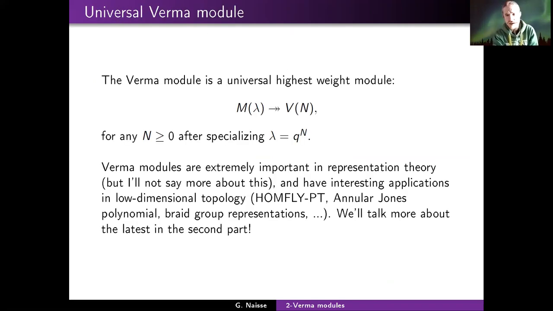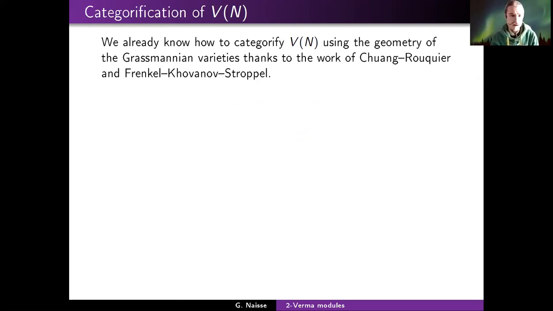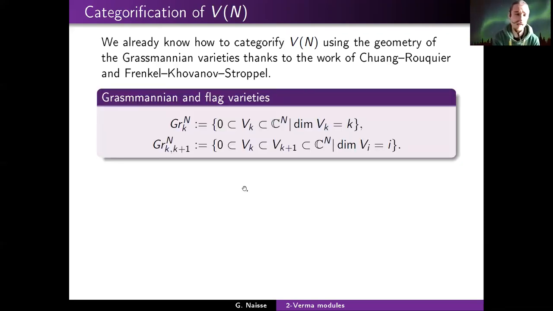Okay. And in order to categorify this Verma module, I first need to tell you how to categorify the finite dimensional module. And so for this, I will use work of Chuang–Rouquier and Frenkel–Khovanov–Stroppel. And so we will categorify them using the geometry of the Grassmannian varieties. But don't worry if you are like me and you are not very comfortable with geometry, because the geometry will be there as a motivation, but you don't need to understand the geometry to understand what's going on, because everything will be explicit in the end. Okay. But so this Grassmannian, the Grassmannian Gr(k,n), I define it as the space of k-planes in the n-dimensional space. And I will also be interested in some iterated flag varieties of k-planes in k plus one planes in C to the n.